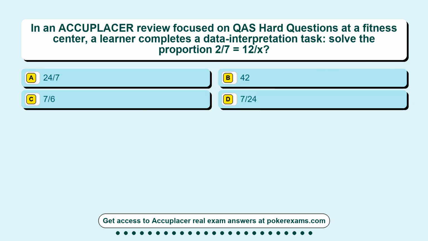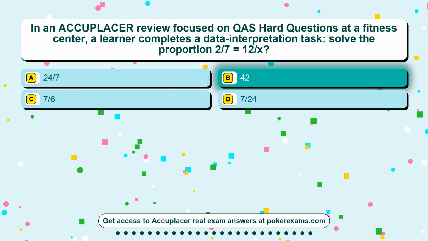Question 16. In an ACCUPLACER review focused on QAS hard questions at a fitness center, a learner completes a data interpretation task. Solve the proportion 2/7 equals 12/x. Option A, 24/7. Option B, 42. Option C, 7/6. Option D, 7/24. The correct answer is Option B, 42.